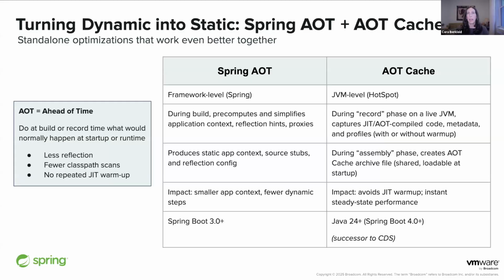And then we did the Spring AOT and the AOT cache, not in that order. Both of these are focused on moving work ahead of time, but Spring AOT operates at the Spring framework level, and the AOT cache operates at the JVM level. Spring AOT is making that app context a bit smaller, with fewer dynamic steps involved, and the AOT cache is trying to catch a lot of the just-in-time stuff that's happening more dynamically and cache it.